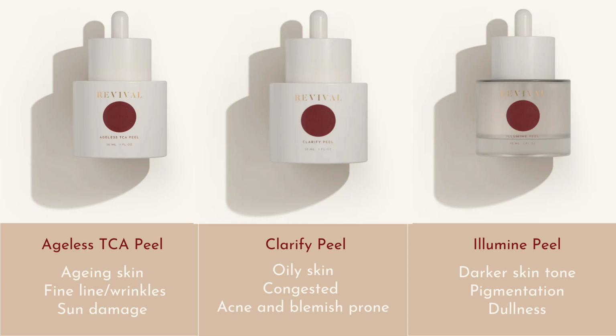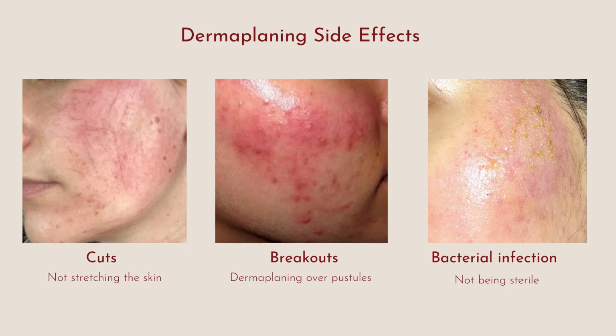So that's all the peels that you can use in combination with the dermaplaning. Always make sure that you carry out your dermaplaning first, and then you follow up with your peel after that. Now, dermaplaning side effects, complications, what could actually happen after the treatment? So first thing that you might see is grazes and any cuts. Why does that happen? It could happen for a few reasons.